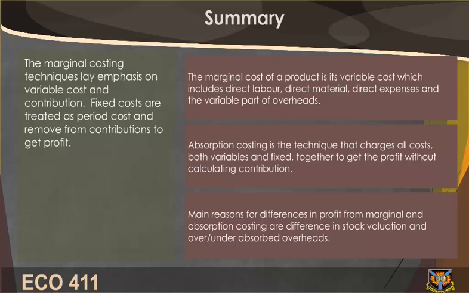Summary: the marginal costing technique lays emphasis on variable cost and contribution. Fixed costs are treated as period costs and removed from contribution to get profit. The marginal cost of a product is its variable cost, which includes direct labor, direct material, direct expenses, and the variable part of overheads. Absorption costing is a technique that charges all costs, both variable and fixed, together to get the profit without calculating contribution. The main reasons for differences in profit from marginal and absorption costing are differences in stock valuation and over and under absorbed overheads. We have come to the end of study session 6.